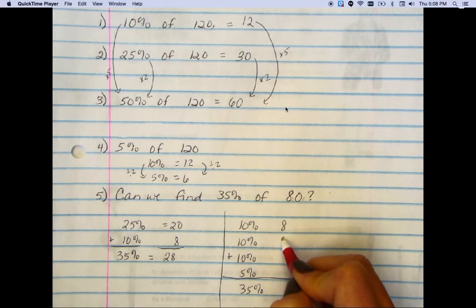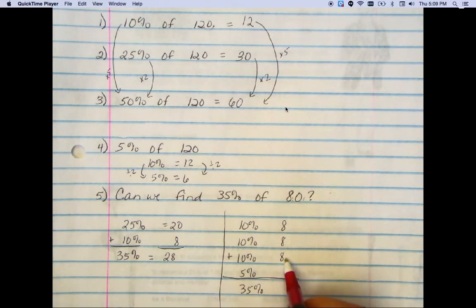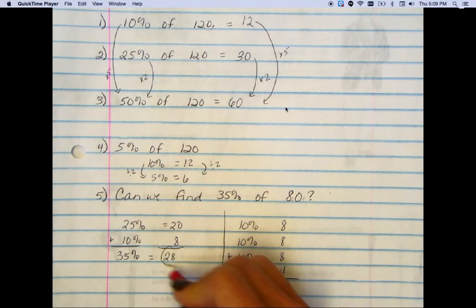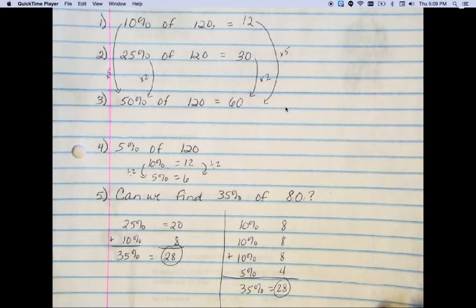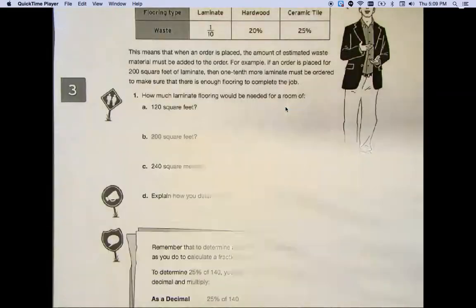10% is 8. If 10% is 8, 5% is half, that would be 4. If I add these up, 24 plus 4, 28. So I'm able to do a lot of this math mentally quicker than I could with a calculator.